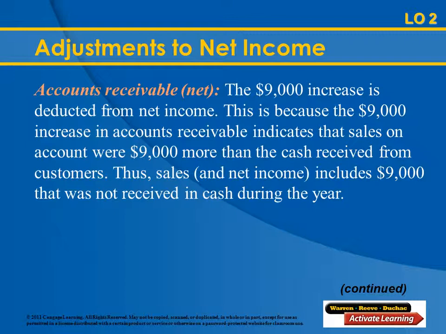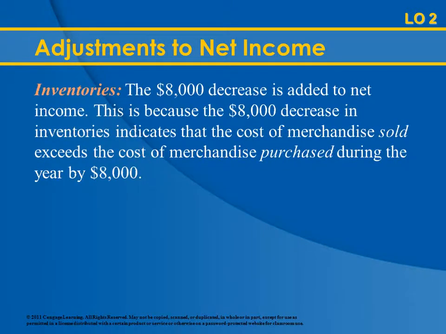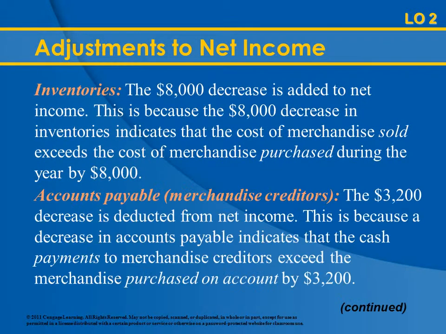So once again, here's kind of an explanation of that. The $9,000 increase is deducted. This is because a $9,000 increase in accounts receivable indicates that sales on account were $9,000 more than the cash received. So if your accounts receivable is going up, then people didn't pay you, so that's less cash. So increases are subtracted. I'll let you read through those.